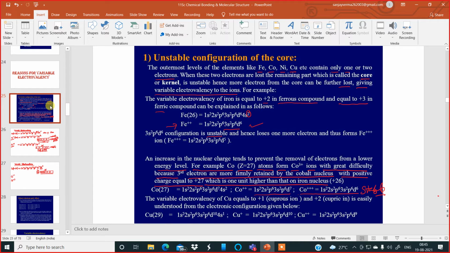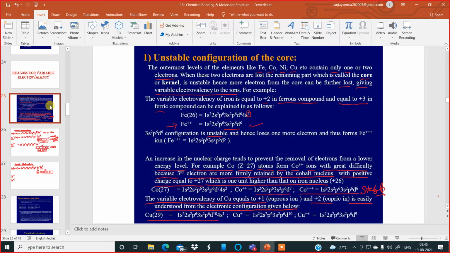Every atom, every substance tries to attain stability in one way or the other. So here also, metallic atoms are trying to attain stability by losing electrons from their valence shell or valence orbitals. Similarly, the variable electrovalency of copper, which is plus 1 and plus 2, is easily understood from the electronic configuration given below.